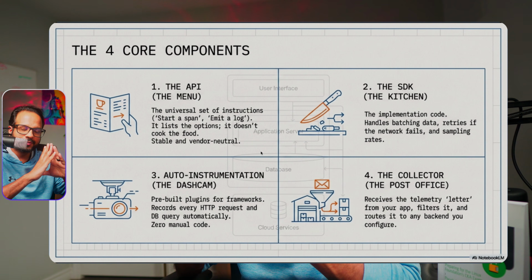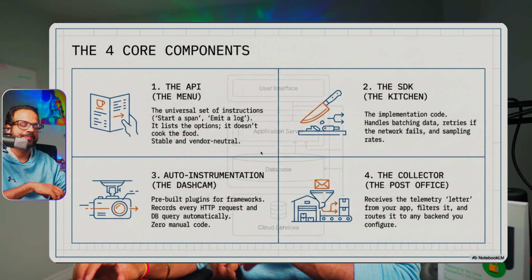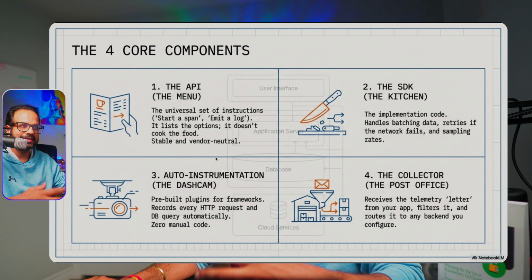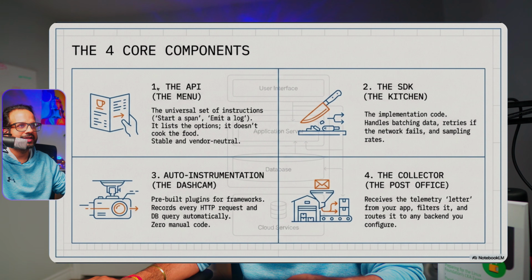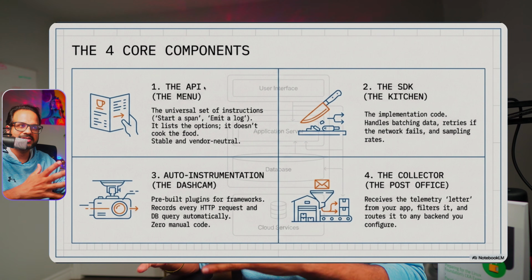Otel has 4 core components: the API, the SDK, auto instrumentation, and the collector. So let's look at these with the help of analogies again. The API is the menu, the universal set of instructions.